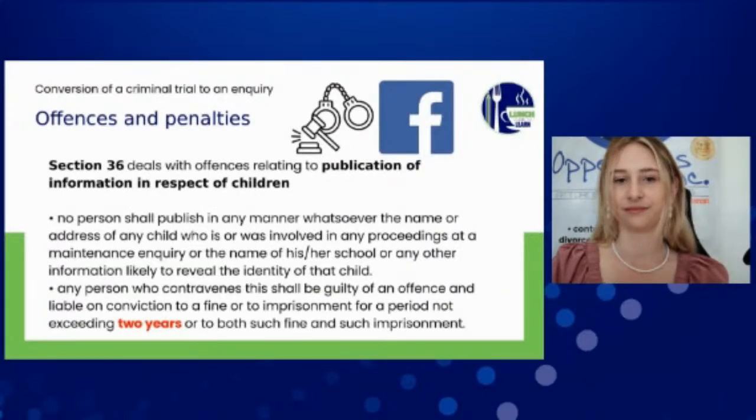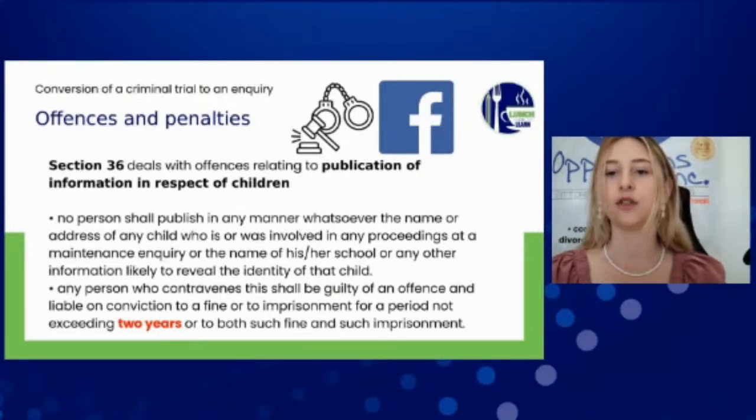Section 36 deals with offences relating to the publication of information in respect of children. So we know that a child in the Children's Act is defined as any person under the age of 18 years. So this section reads that no person shall publish in any manner whatsoever the name or the address of any child who is or was involved in any proceedings at a maintenance inquiry, or the name of his or her school, or any other information which is likely to reveal the identity of that child.